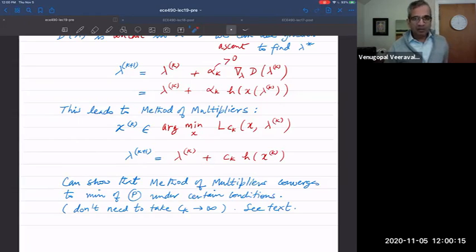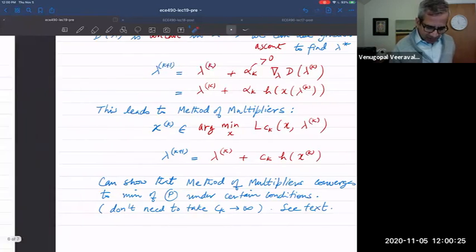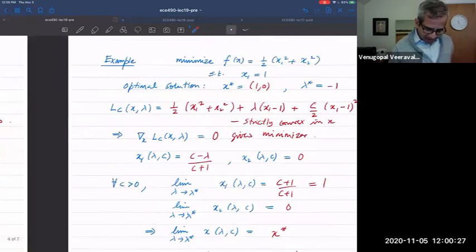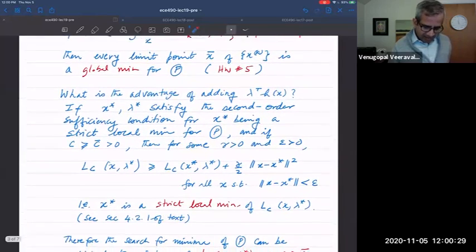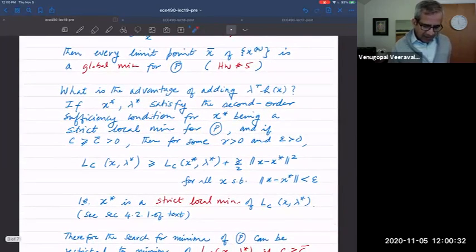What you can essentially show is that the method of multipliers, this algorithm, where at each step k you minimize the augmented Lagrangian and update your lambda this way, does converge to a minimum of p under certain conditions. What are those conditions? Those conditions turn out to be the same conditions that we stated here. So basically, if x star and lambda star satisfy the second order sufficient condition for x star being a strict local minimum for p.